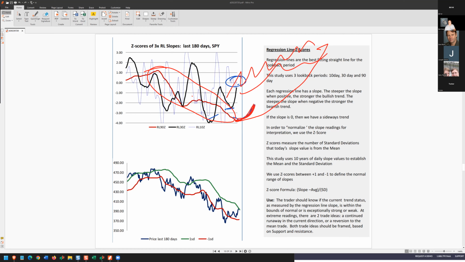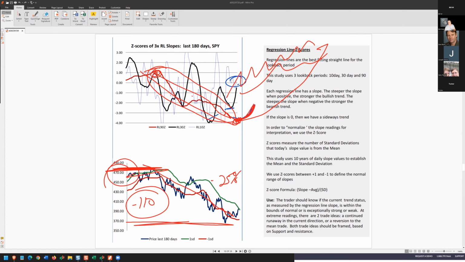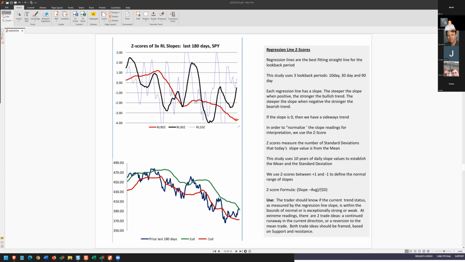Like that whole move from here, from +1 to -3 sigma, that's this move that went from 480 to 370. That's minus 110 points on 480. That's a 25% sell off. That's how bad that RL90 slope got. But now this is what, 6 o'clock position on the clock face, this thing could be rolling back up.